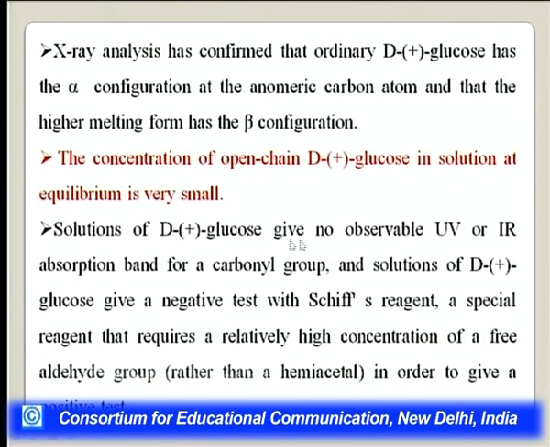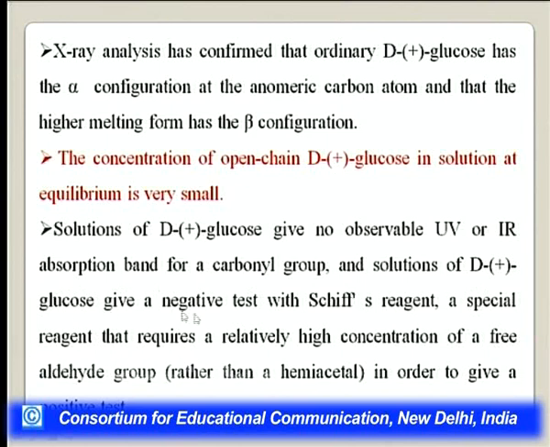A solution of D plus glucose gives no observable UV or IR absorption band. If you have seen our lectures on spectroscopy, I have discussed ultraviolet visible spectroscopy in detail and infrared spectroscopy in detail, in which we discussed how these techniques help us to elucidate the structure of an unknown compound. So, the solution of D-glucose gives no observable UV or IR. No significant peaks are there for a carbonyl group.